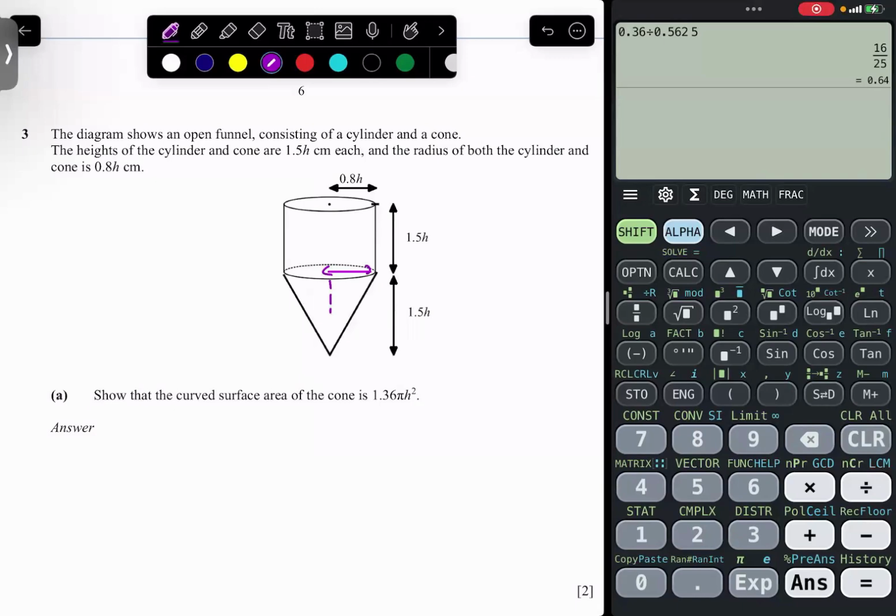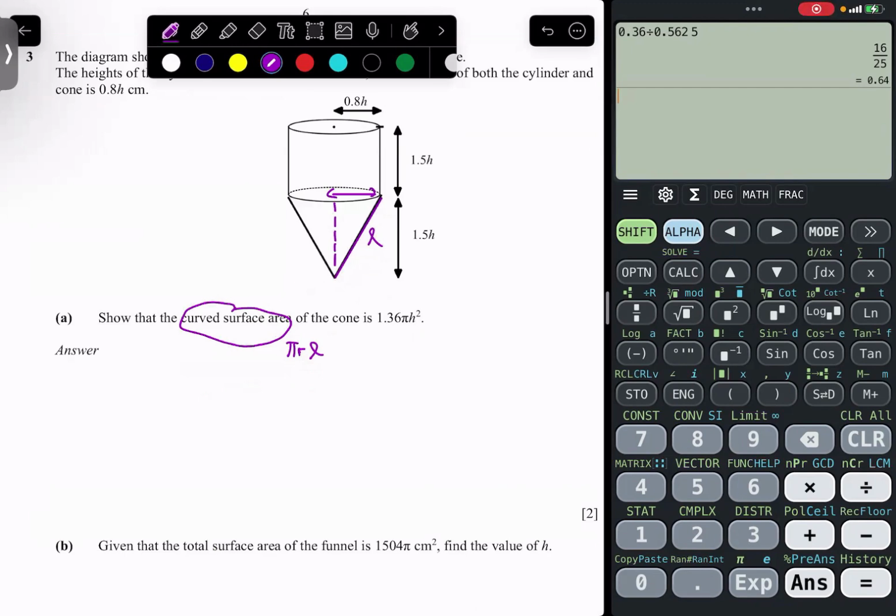Now, to find the curved surface area of the cone, the formula is pi r l, where l is the slanted length. This is the l. So in order to get the slanted l, I will need to use Pythagoras. So l is equal to the square root of 0.8 squared plus 1.5 squared. So that will give me 1.7. Okay, so l is 1.7.